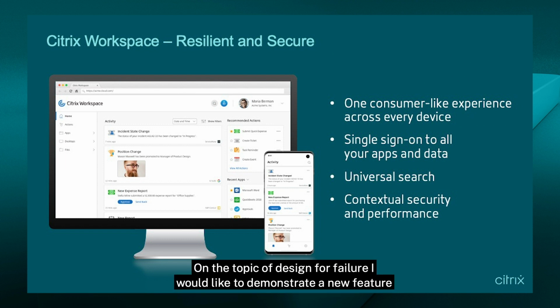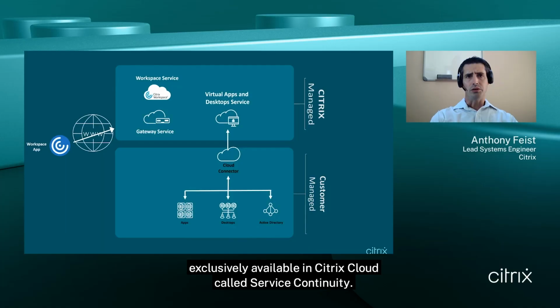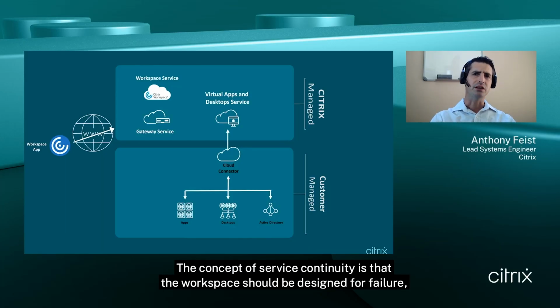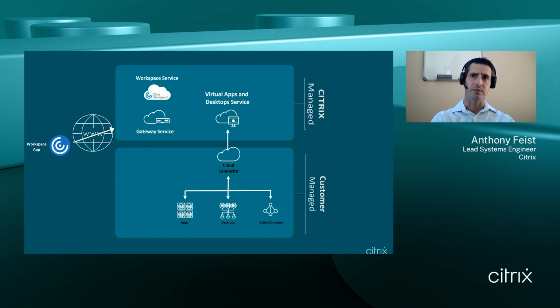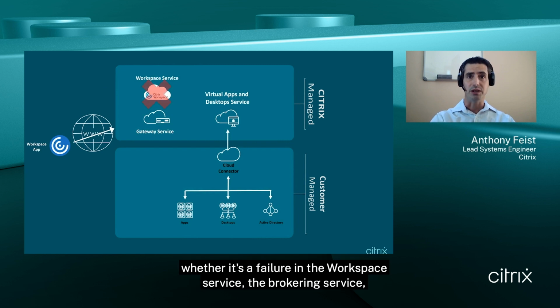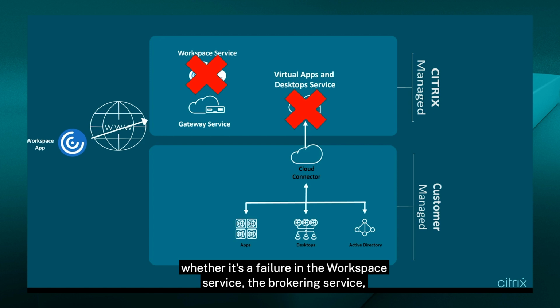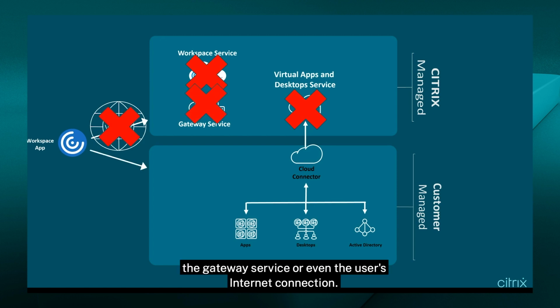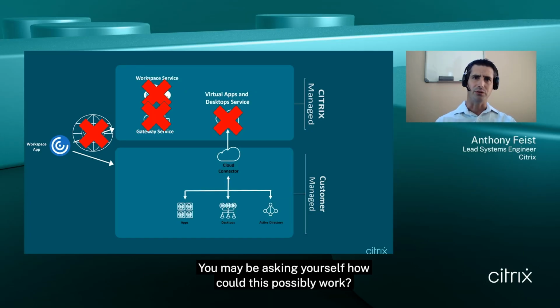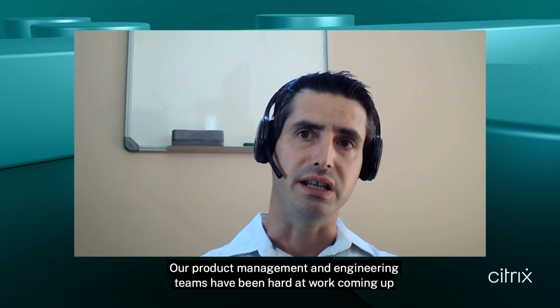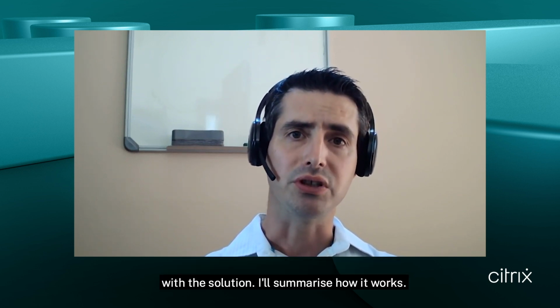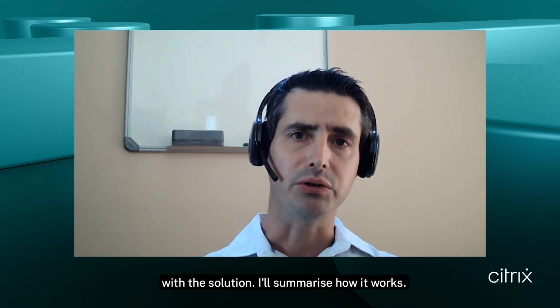On the topic of design for failure, I would like to demonstrate a new feature exclusively available in Citrix Cloud called service continuity. The concept of service continuity is that the workspace should be designed for failure. Whether it's a failure in the workspace service, the brokering service, the gateway service, or even the user's internet connection. You may be asking yourself, how could this possibly work? Our product management and engineering teams have been hard at work coming up with the solution. I'll summarize how it works.